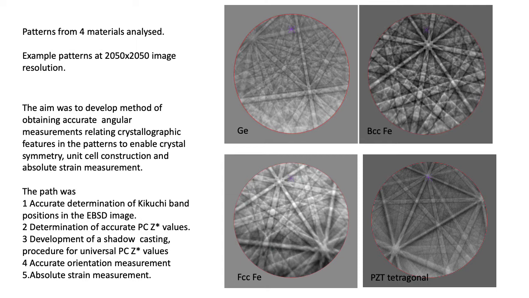The path we took was: 1. To accurately determine the Kikuchi band positions in the EBSD image. 2. Then to determine the pattern center and the Z-star values at high accuracy. 3. Thirdly, to develop a shadow casting procedure for universal pattern center and Z-star value measurements. 4. Fourthly, to determine orientations accurately. 5. And fifthly, absolute strain measurement.